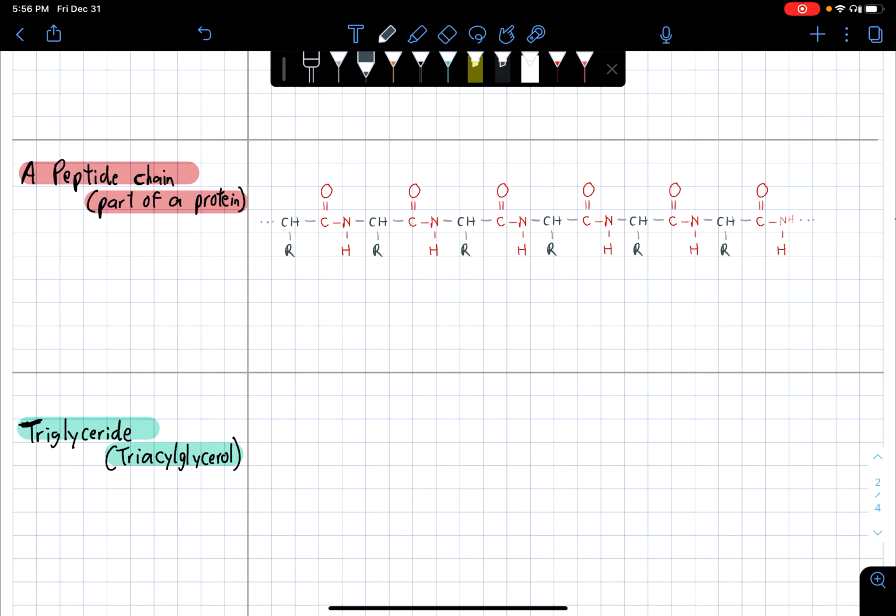We have OCNH, OCNH, OCNH, OCNH, OCNH. But at the very end, I'm not sure if this is really the last chunk, but we acknowledge that this is OCNHH. This is NH, not N.